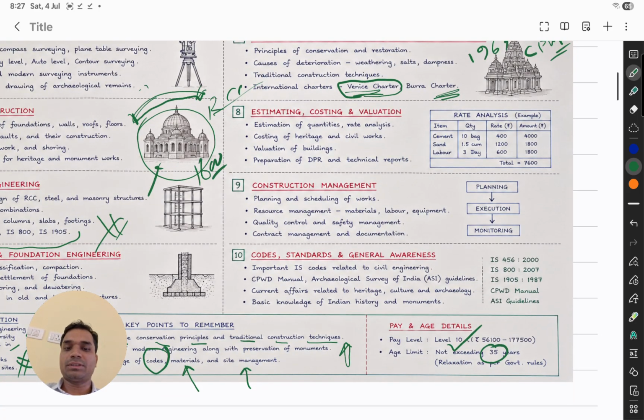Then construction management, in simple words: how much material is required, how you will manage it, what the dummy activities are, what an activity is, what an array is. This kind of thing you need to know.